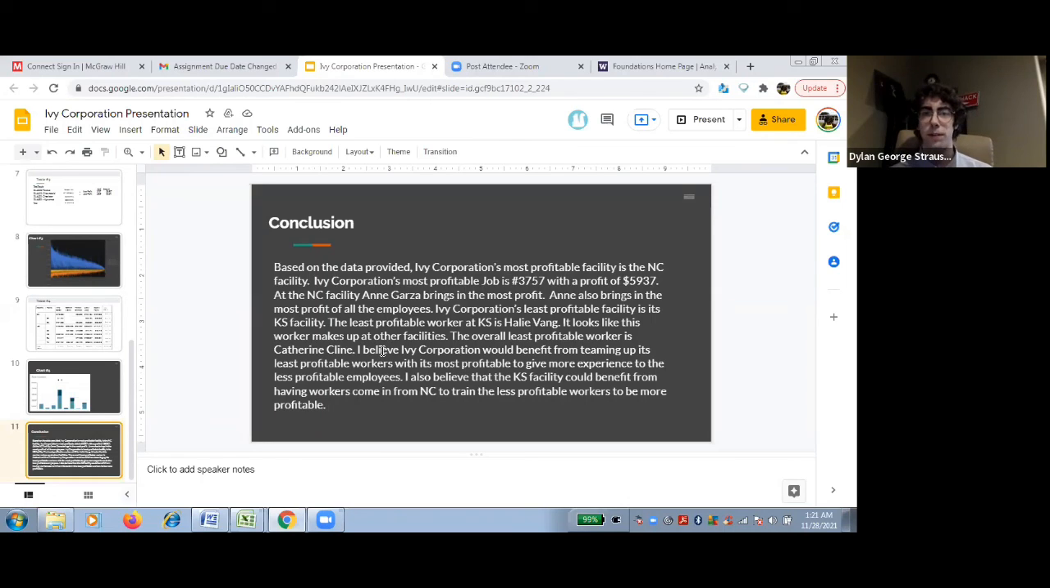I believe Ivy Corporation would benefit from teaming up its least profitable workers with its most profitable to give more experience to the less profitable employees. I also believe that the Kansas facility could benefit from having workers come in from North Carolina to train the less profitable workers to be more profitable.